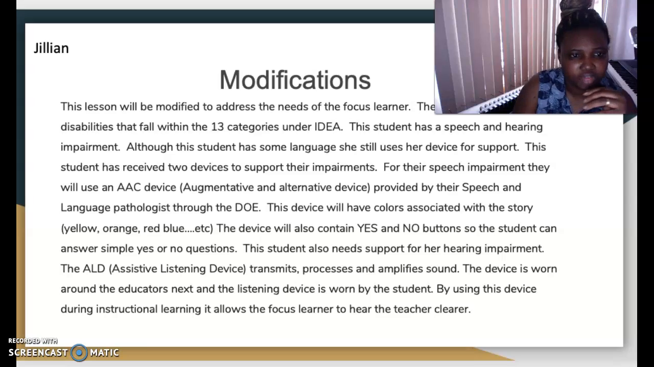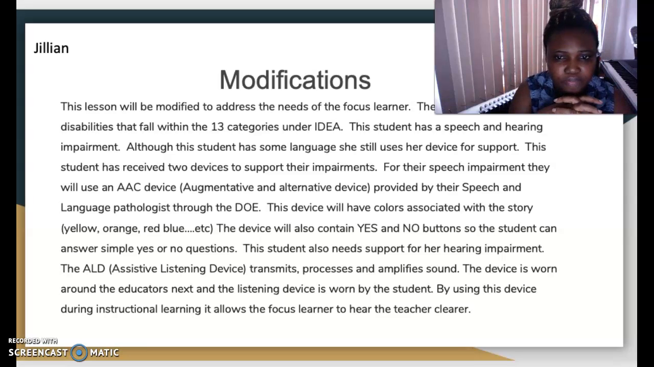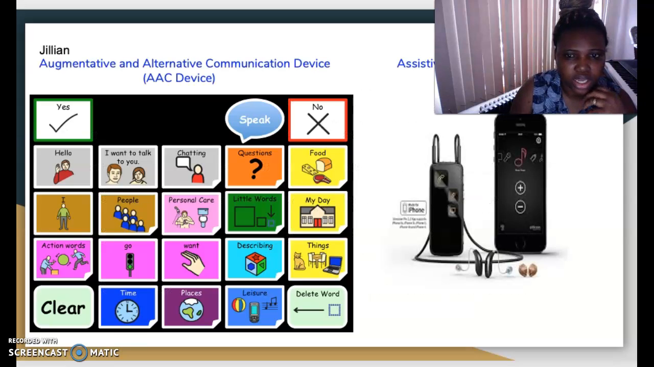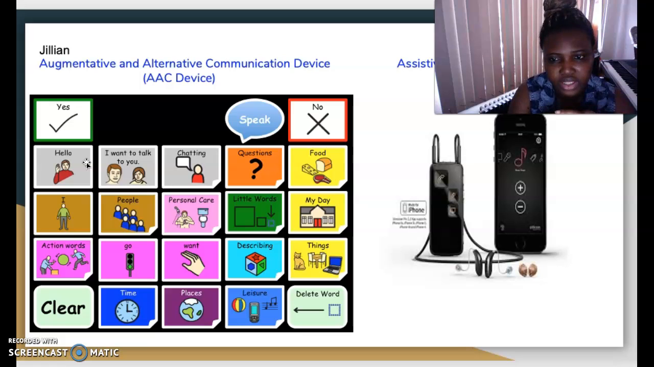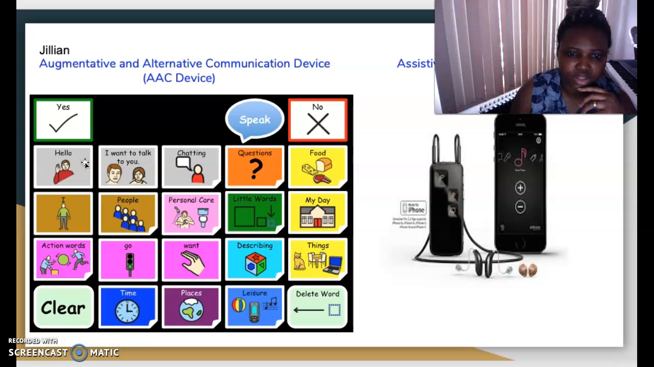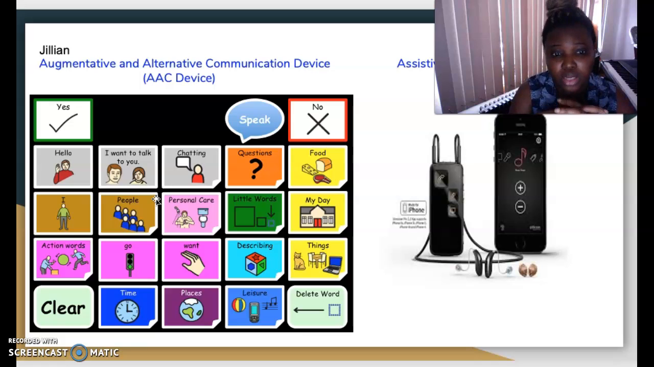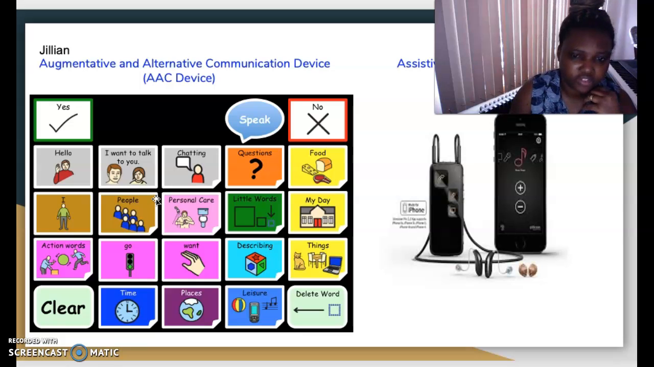And here we have modifications. Modifications explains how the lesson will be modified for the focused learner, the special needs child that we have in the classroom with hearing and speech impairment. And here are the devices needed for the focused learner. We have the speech device and the hearing aid. The speech device will be used to answer yes or no questions and other questions that the special needs child may have, for better communication.